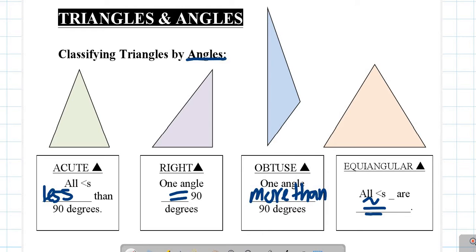Okay, so in the first triangle, it's called acute. If all three angles, let's say this was 60, and this was 50, and this was 70, if all three angles are less than 90 degrees, then it's an acute triangle. If a triangle has only one angle that's 90, then it's a right triangle. If a triangle has an obtuse angle, which is an angle greater than 90, a single angle, then it's an obtuse triangle.